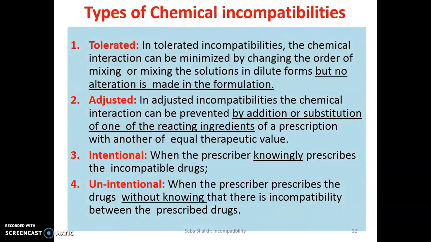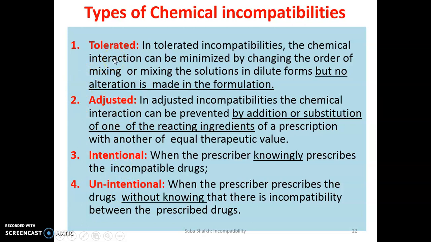Types of chemical incompatibilities. As we have seen in part 1 of incompatibilities, for physical incompatibility we saw different types, that is immiscibility, insolubility, precipitation, etc. Similarly, in chemical incompatibilities, we have types. There are 4 types: tolerated, adjusted, intentional, unintentional.